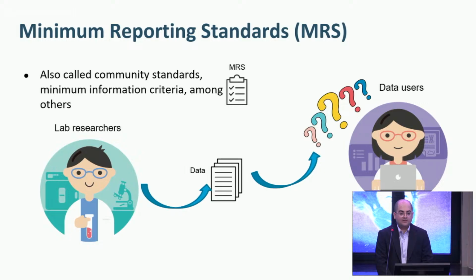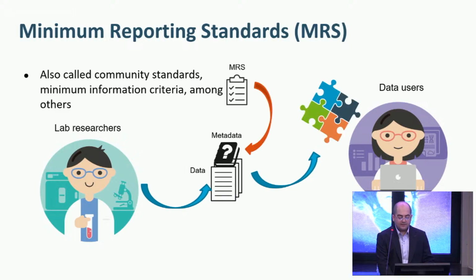The next concept, which is important in this thesis, is called minimum reporting standards. Those are a checklist of essential information that needs to be reported in a study to make it comparable and reusable, usually also to ensure consistency and completeness across data sets. Usually this information is communicated as textual information, and when lab researchers produce the data, they may follow the minimum reporting standards, but there is no link between those standards and the actual data. So when the data is published or goes public, data users will not be able to understand what's in it and how to reuse it.